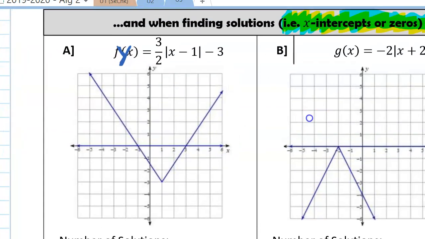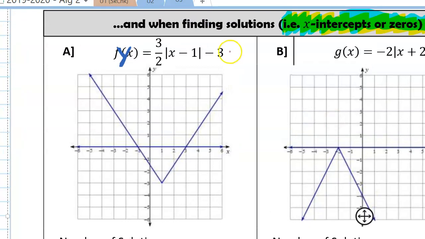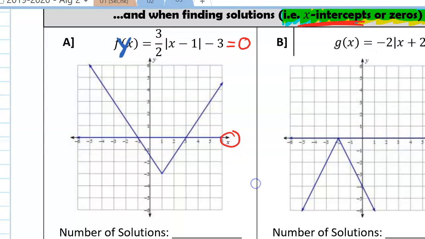When we find an x-intercept, what we're actually doing is we're saying, where does this equation equal 0? Or where does it hit the x-axis? Looking at this, we see that it intersects at 2 locations, and we can label those points (-1, 0) and (3, 0).